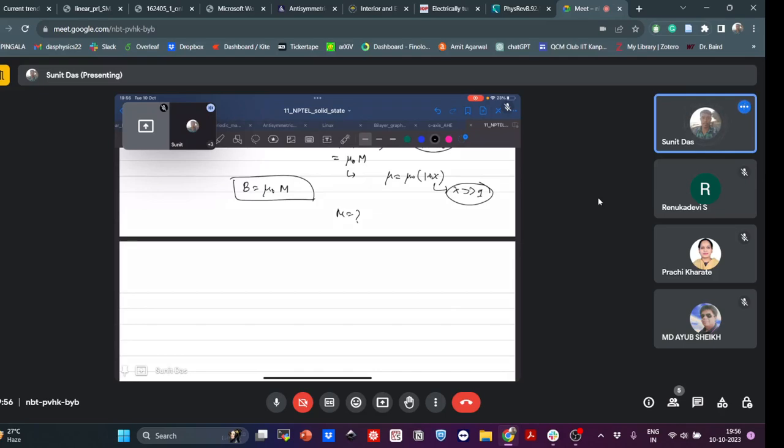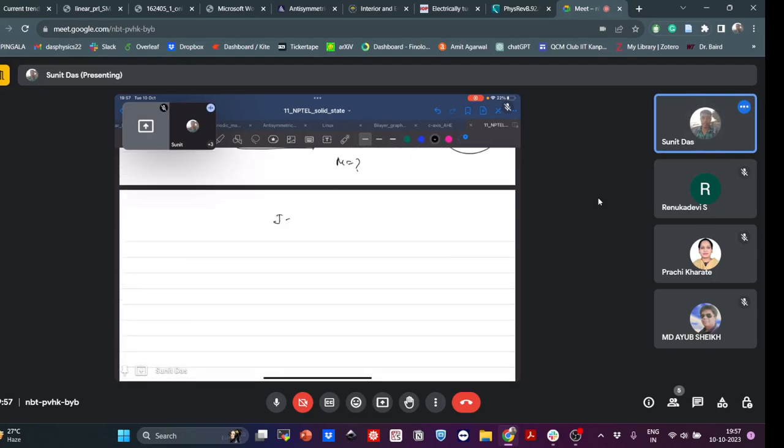Okay, let me think a bit actually. So essentially, here J is actually L and S. L is the orbital magnetic moment, and S is the spin magnetic moment of the electron.